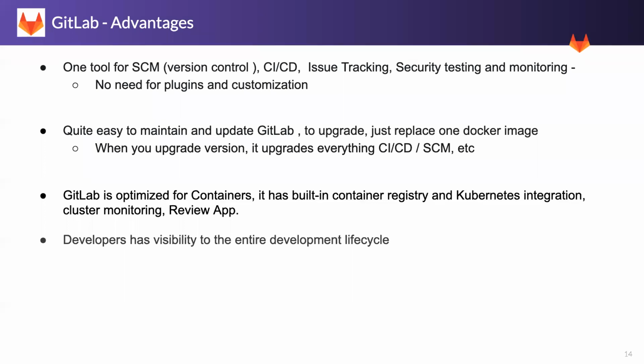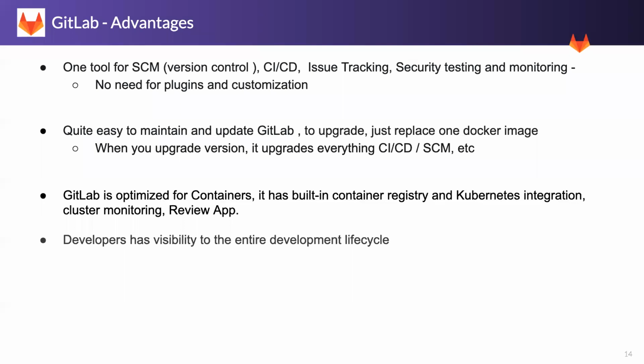Now, we spoke about upgrades, that people are scared and don't feel good about upgrading Jenkins. With GitLab, it's very easy. GitLab releases a new version every month, on the 22nd of the month. And if you need to upgrade GitLab, you just replace one Docker image. You replace one Docker image, and it replaces for you not only the CI/CD, it replaces the version control, the issue tracking, all of the tools. In one replacement of a Docker image, you upgrade your entire DevOps toolchain without risk.